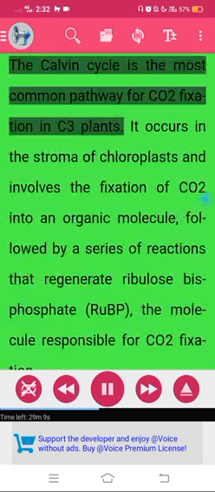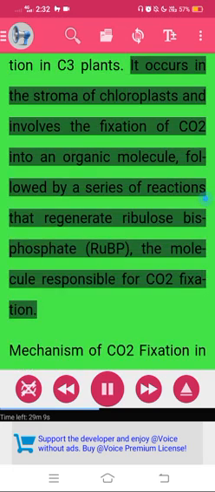1. The Calvin cycle, C3 pathway. The Calvin cycle is the most common pathway for CO2 fixation in C3 plants. It occurs in the stroma of chloroplasts and involves the fixation of CO2 into an organic molecule, followed by a series of reactions that regenerate ribulose bisphosphate, the molecule responsible for CO2 fixation.